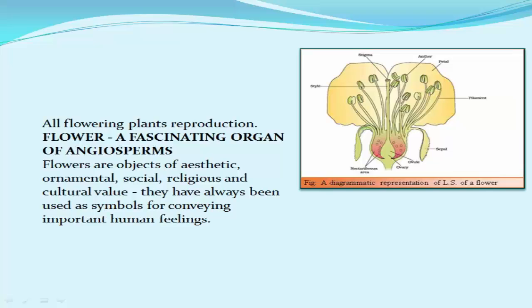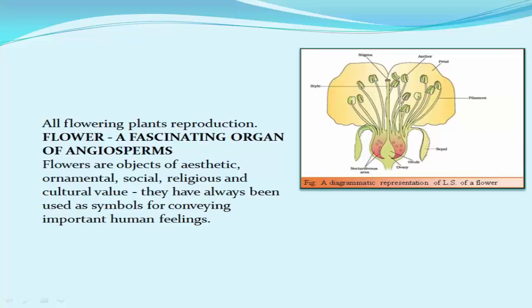Androecium is male reproductive part of the flower. Gynoecium is female reproductive part of the flower. So both of them are involved in the reproduction. Hence they are essential floral whorls. And all these floral whorls are located on central axis called thalamus. So typical flower of angiosperm consists of calyx, corolla, androecium and gynoecium.